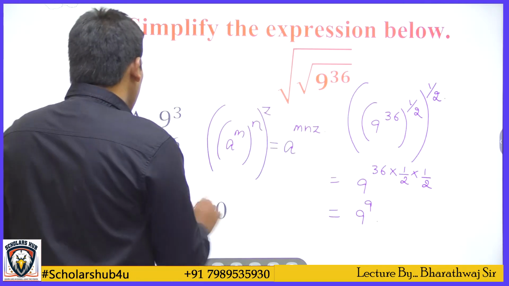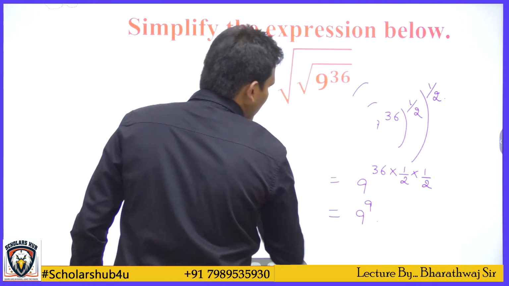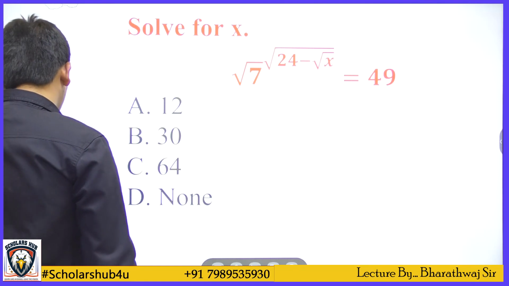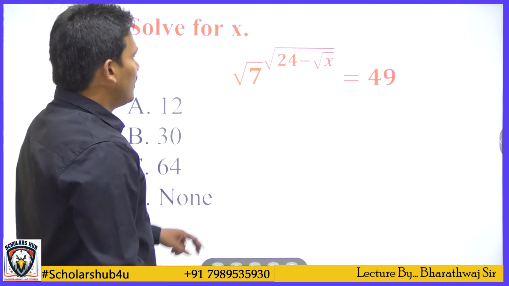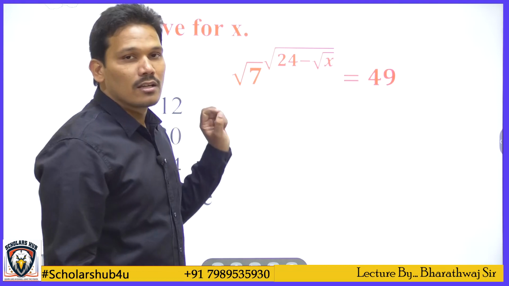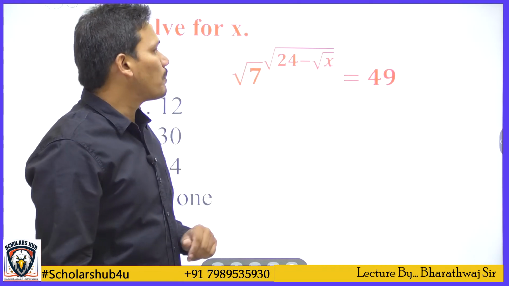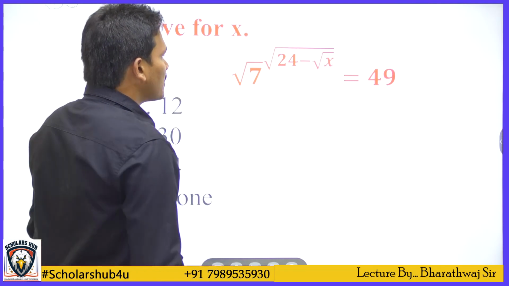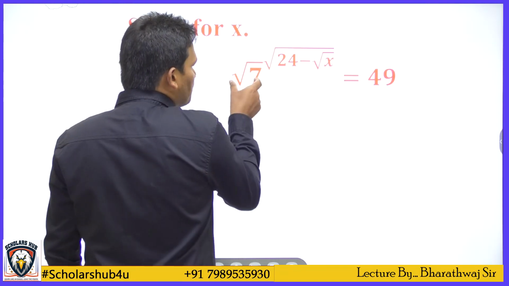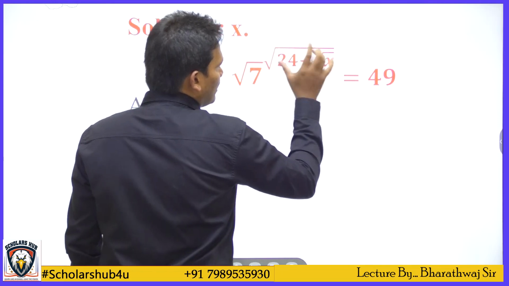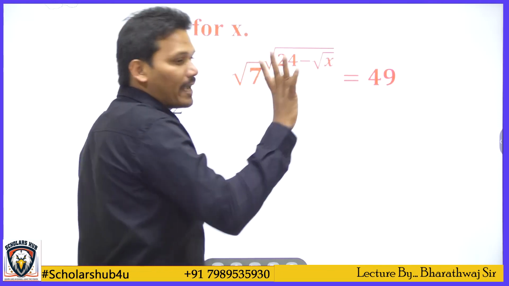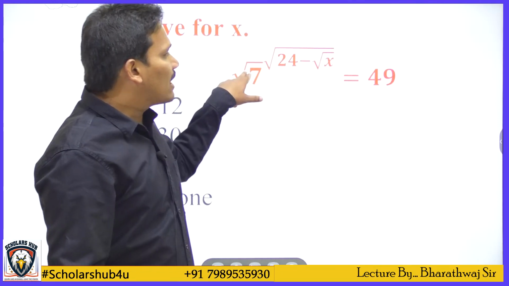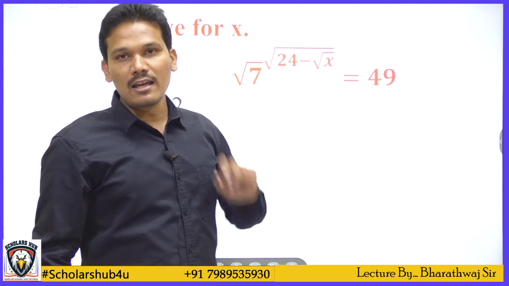Let us solve another question in the same way. Solve for the value of x. The equation given is root 7 power of root 24 minus root x is equal to 49. Whenever we observe this question, we have two terms, base and exponent, but here we have only the base. So try to equate the bases.